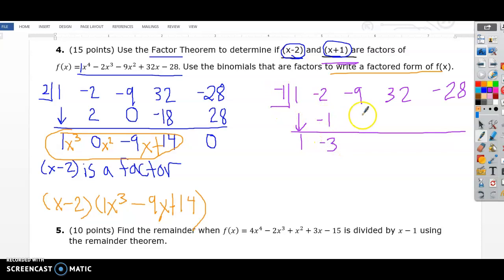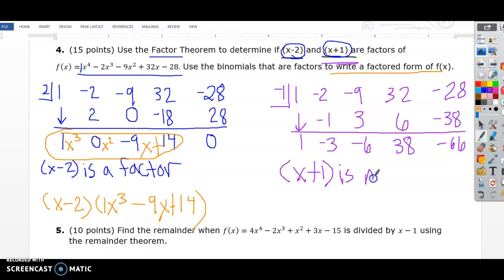Negative 1 times negative 3 is a positive 3. Negative 9 plus 3 is negative 6. Negative 1 times negative 6 is positive 6. 32 and 6 makes 38. 38 times negative 1 is negative 38, and so that is going to be negative 66. Okay. Since my remainder is not 0, that means x plus 1 is not a factor.